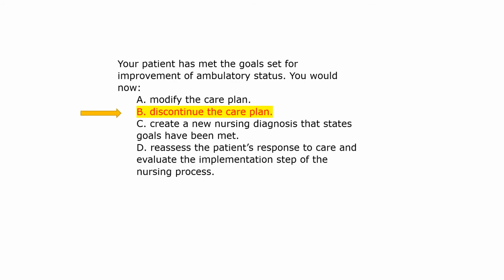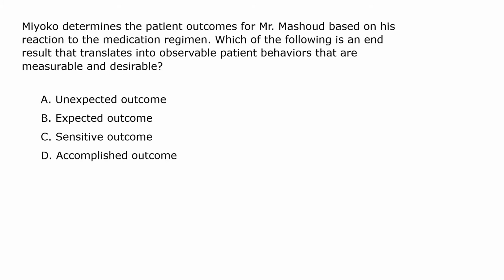Answer B. Discontinue the care plan. Miyoko determines the patient outcomes for Mr. Mashoud based on his reaction to the medication regimen. Which of the following is an end result that translates into observable patient behaviors that are measurable and desirable? A. Unexpected outcome. B. Expected outcome. C. Sensitive outcome. D. Accomplished outcome.